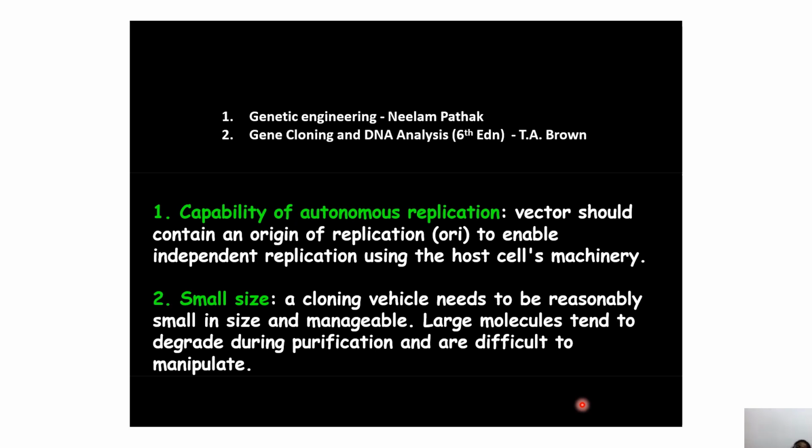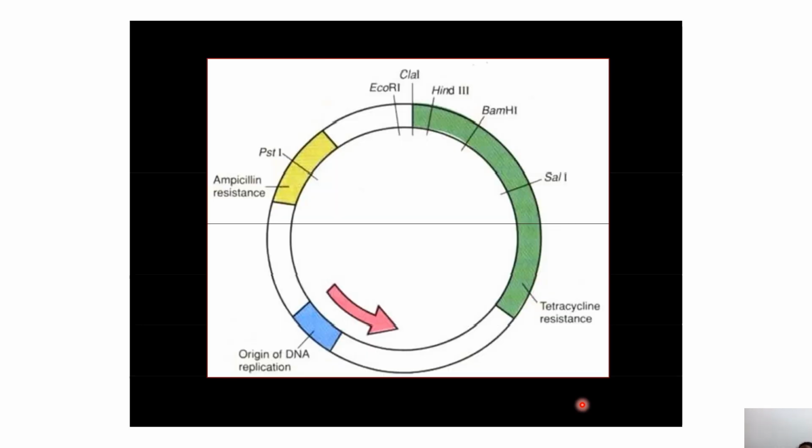And a cloning vehicle needs to be reasonably small in size and manageable. Large molecules tend to degrade during purification and are difficult to manipulate. So one of the advantages of being a small size vector is that it's easier to manipulate and it does not get degraded fast during purification.